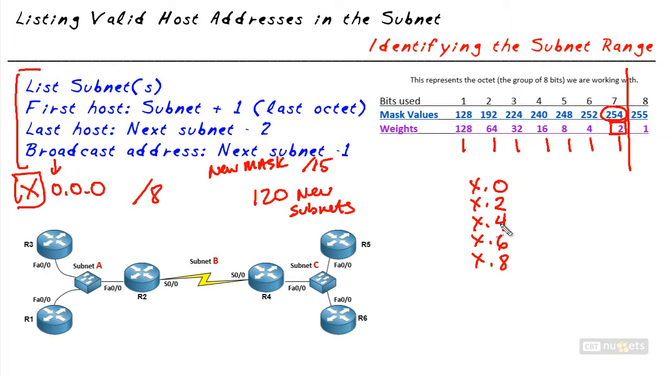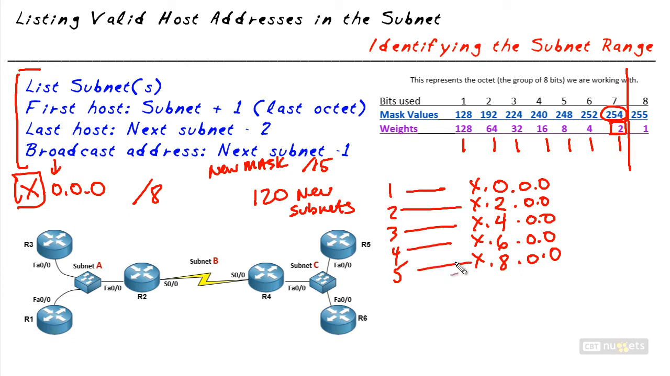Now, because this is the second octet where we're doing our custom subnetting, we still have 2 more octets of zeros, so we'll put them in as well. So there's our first 5 subnets. Subnet 0 would be our first, and then we have second, third, fourth, and fifth. We could also refer to them as subnet 2, subnet 4, subnet 6, etc.